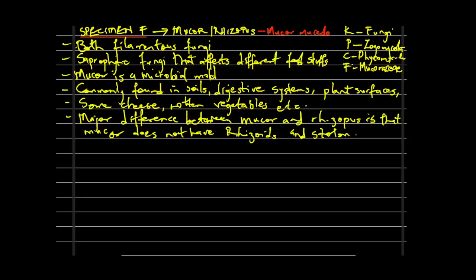So our next specimen that I'll be talking about now is specimen G, which is groundnut seedling. What is groundnut seedling, and what do we have to say about it? The groundnut seedling is Arachis. It is from the kingdom Plantae, and the family is Fabaceae. So we have it to be a dicot.